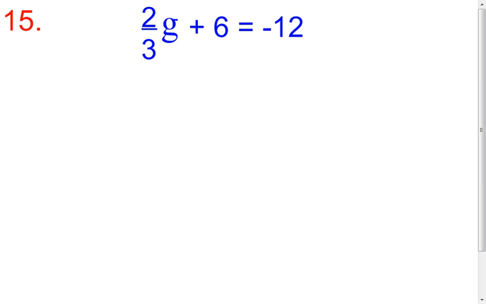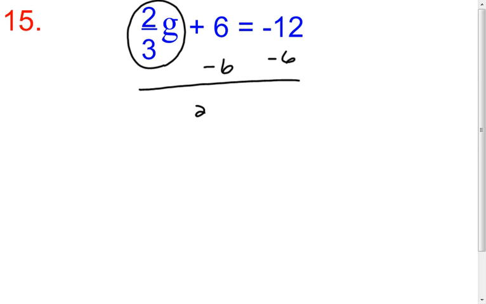All right. This one is similar, okay? So I want to get this piece by itself since it has the variable with it. So I will subtract 6. And I will have 2/3 g equals negative 12 minus 6, which we know is negative 18. Some people struggle with having this fraction in front here. So you can divide by 2/3.